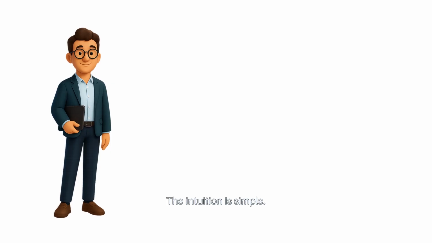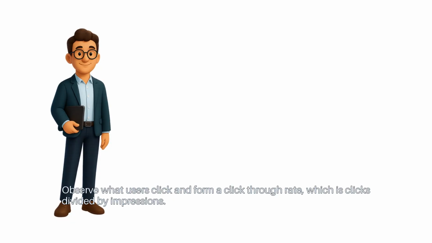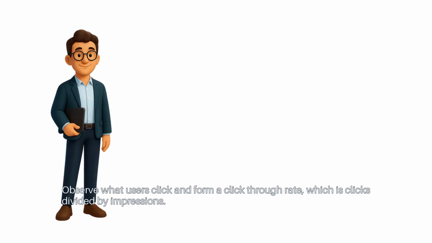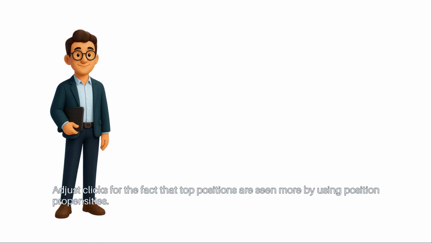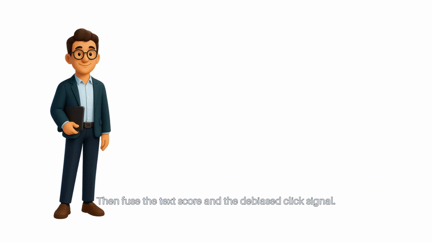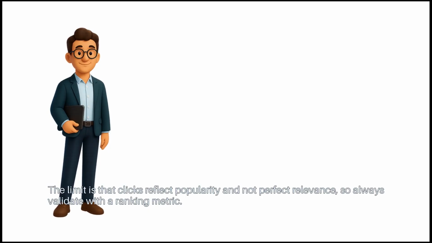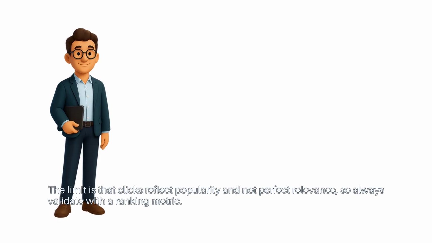The intuition is simple. Start with text overlap to get a baseline. Observe what users click and form a click-through rate, which is clicks divided by impressions. Adjust clicks for the fact that top positions are seen more by using position propensities. Then fuse the text score and the debiased click signal. The limit is that clicks reflect popularity and not perfect relevance, so always validate with a ranking metric.